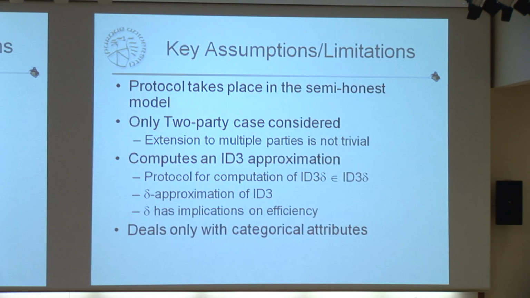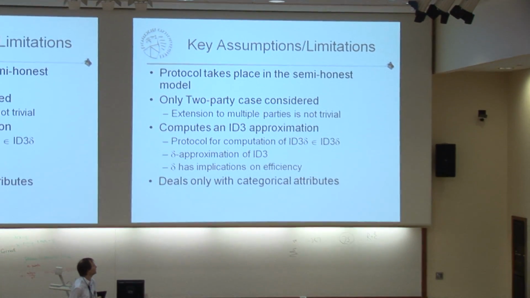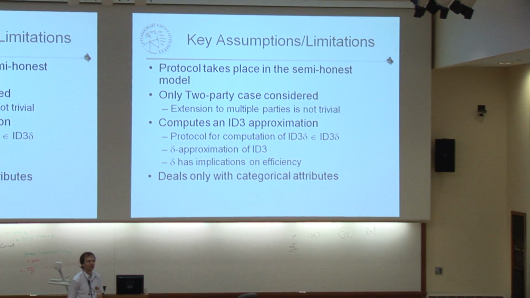Key assumptions: semi-honest protocol, two parties, and it was an approximation of ID3, basically calculating information gain across two parties without revealing anything from either one. And they showed how to efficiently approximate this using this cryptographic protocol.